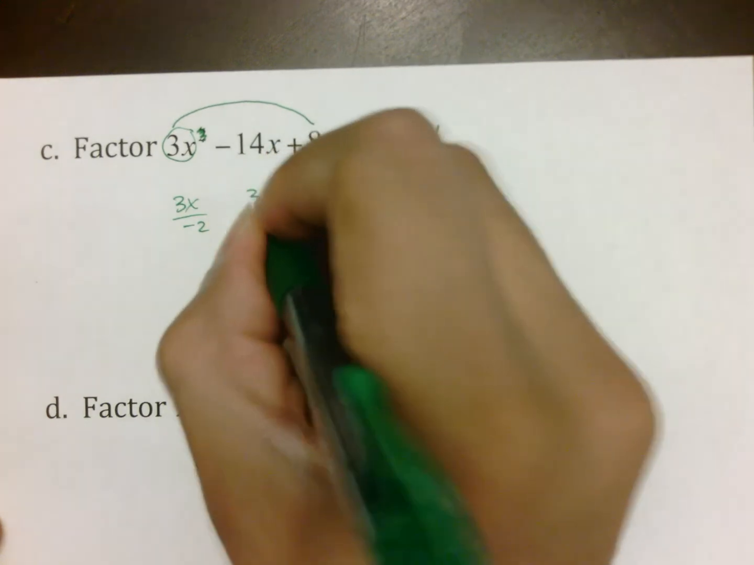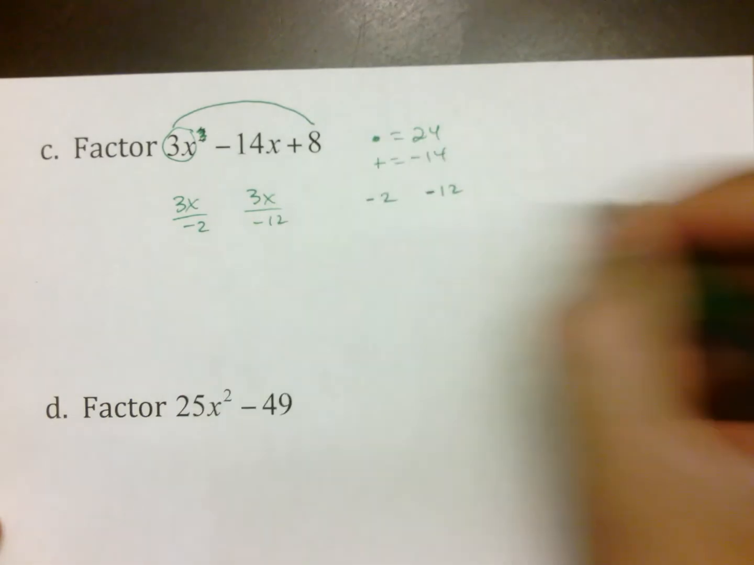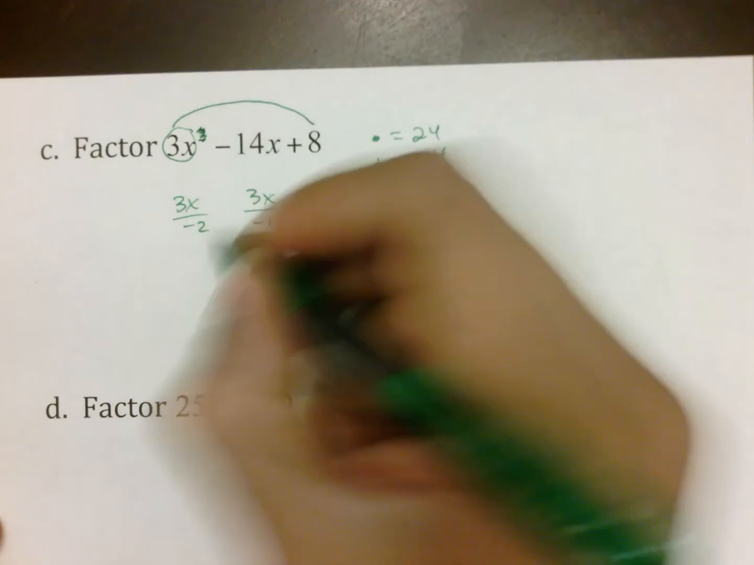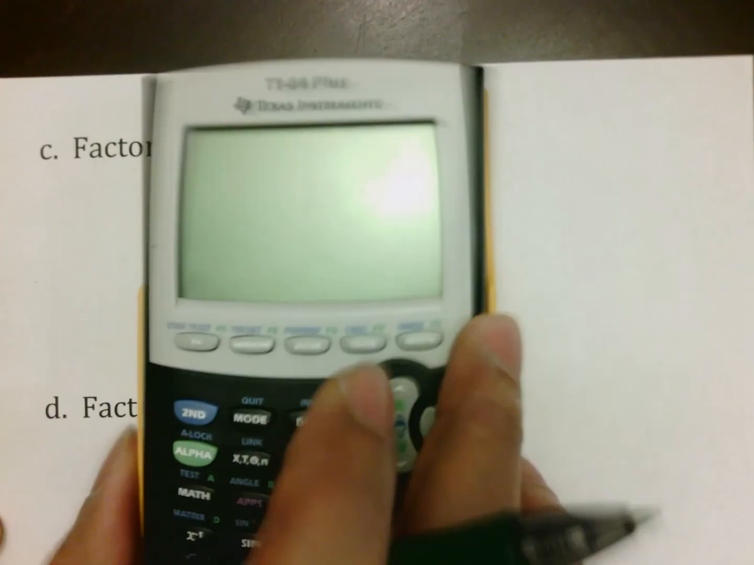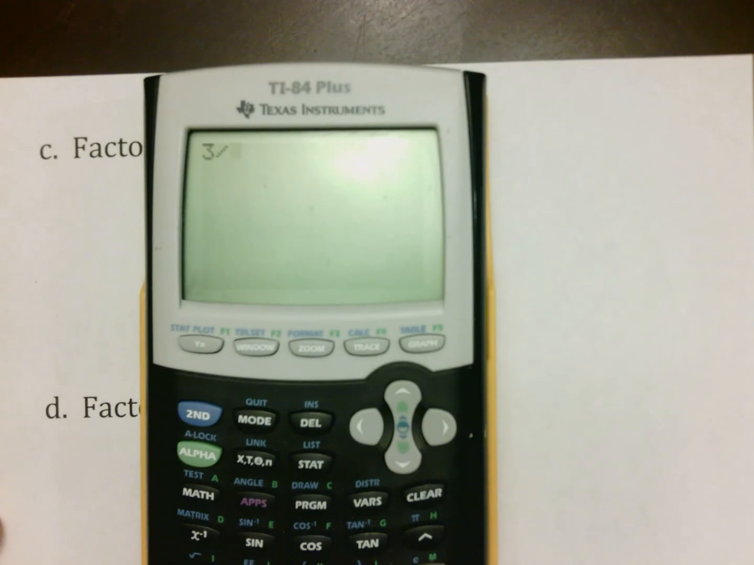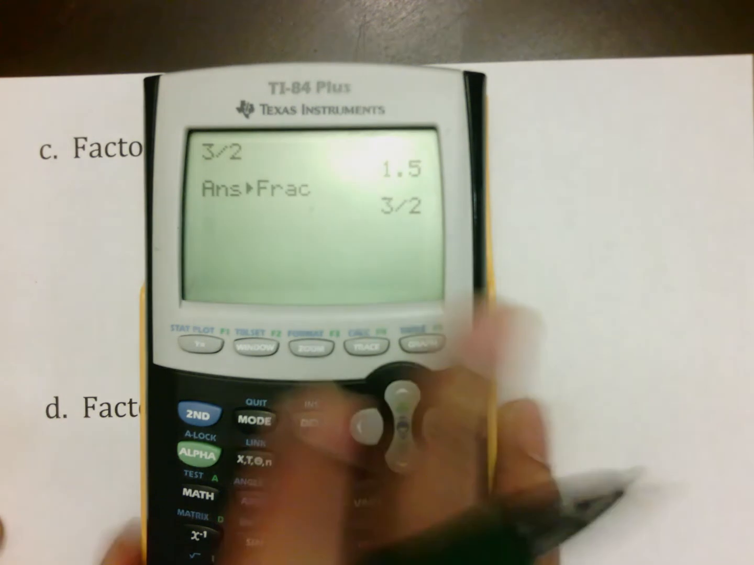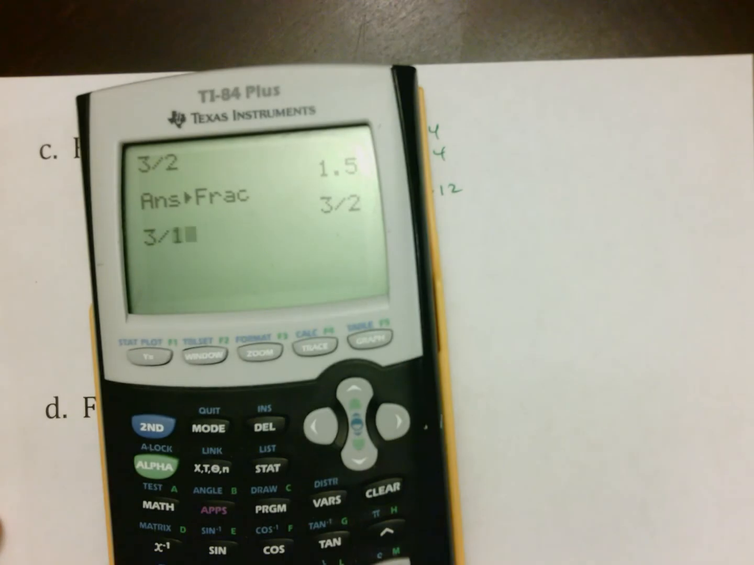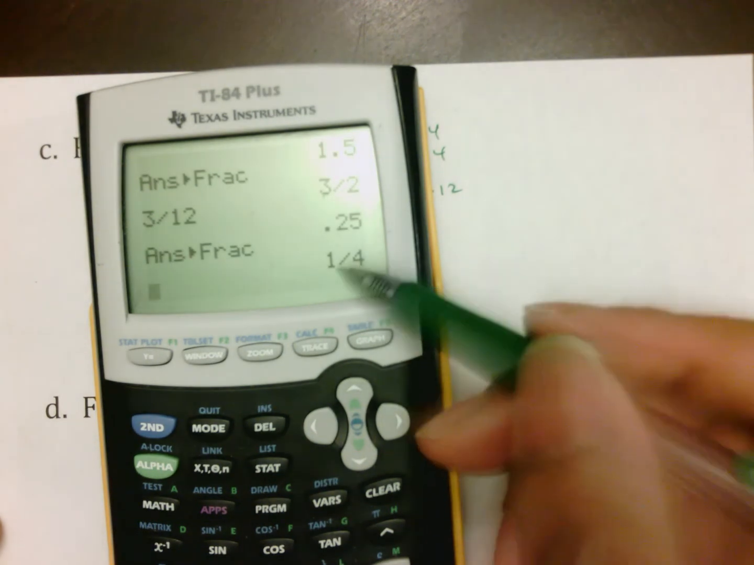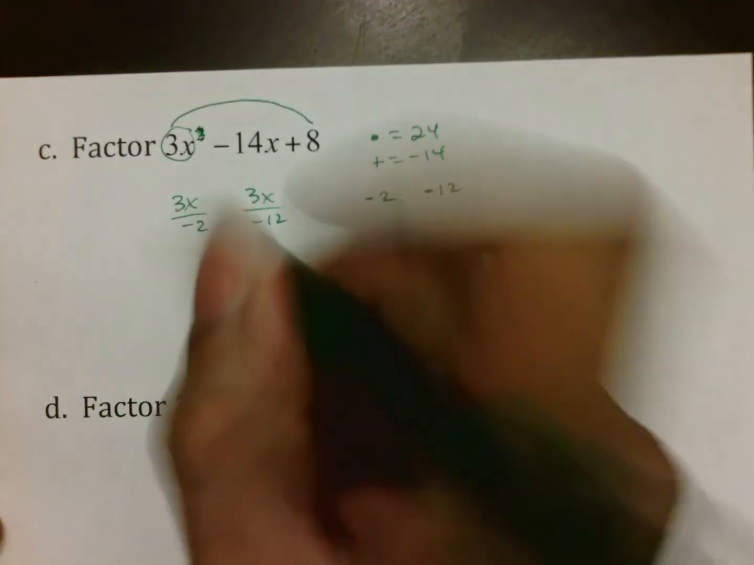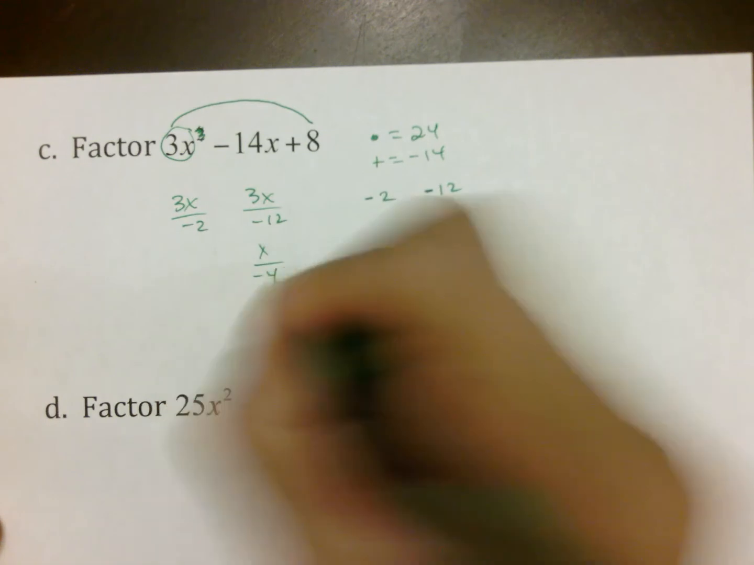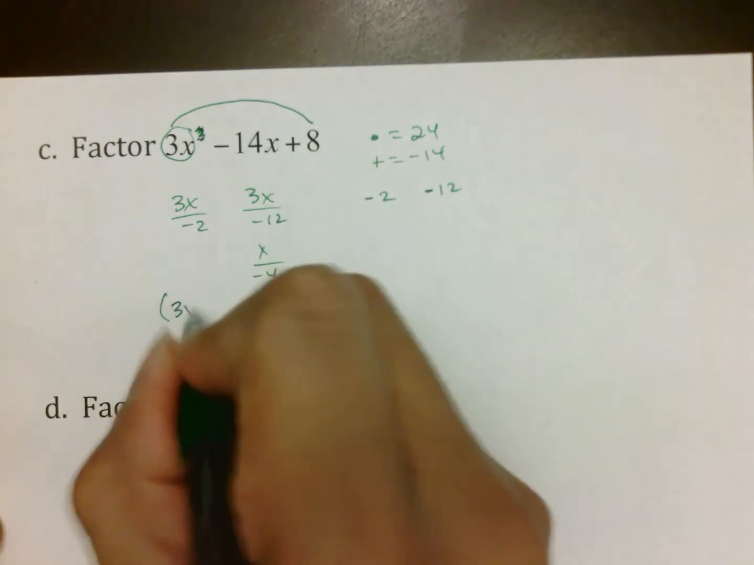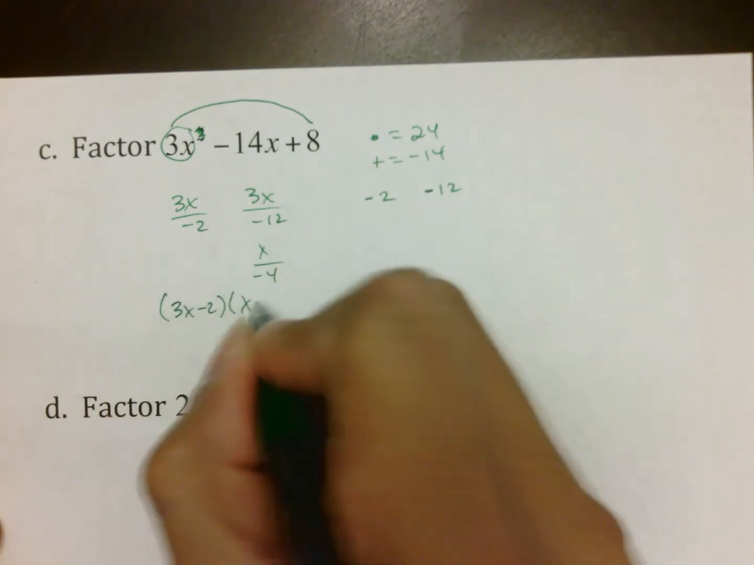So 3x over negative 2, 3x over negative 12. Reducing that fraction, 3 over 2 does not reduce. Remember, I do not care about the sign because I know that the negative goes on the bottom. Notice again 3 over 2 is reduced, so that is fine. 3 over 12, again ignoring the sign because I don't care about it, turns into 1/4. Remember, I don't need the 1. It's just going to be x over negative 4, which means that my factors are 3x minus 2 and x minus 4.